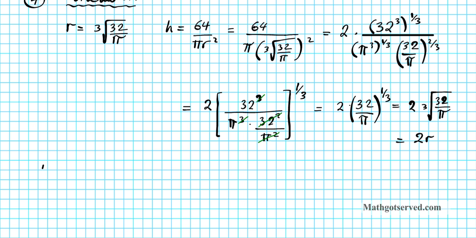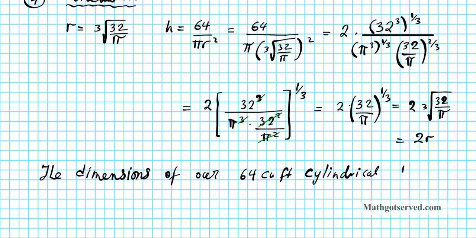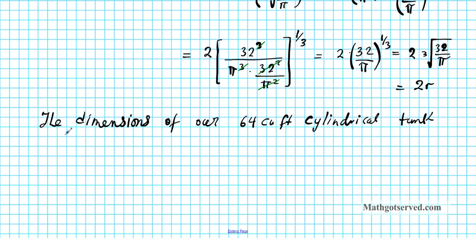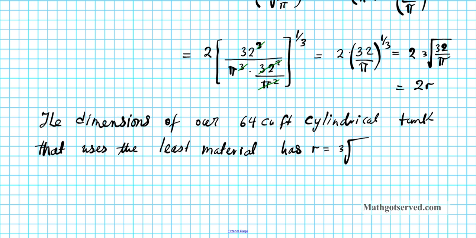All right, so let's write it down. The dimensions of our 64 cubic feet cylindrical tank that uses the least material has a radius of the cube root of 32 over pi, and a height of double that, 2 times the cube root of 32 over pi.